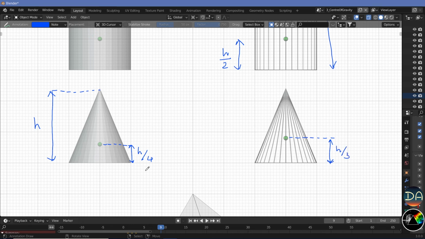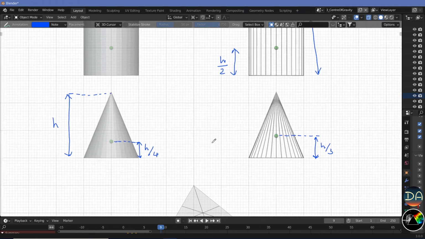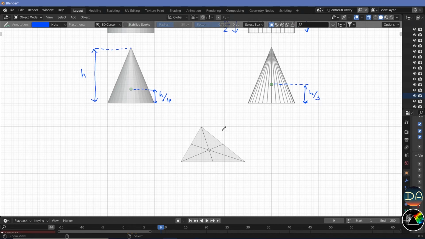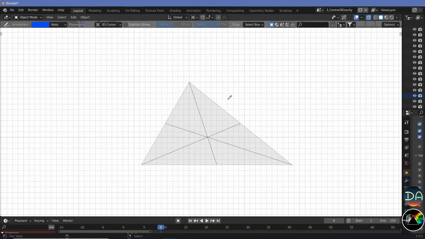Why this is h/4 and h/3 can actually be mathematically derived, and that falls outside the scope of your syllabus. But if you're interested, do let me know, and maybe we can have a lot of derivations for these types of shapes from outside your syllabus for those who are interested.